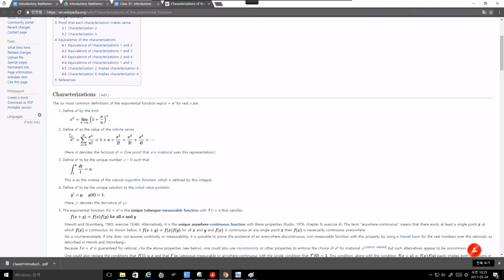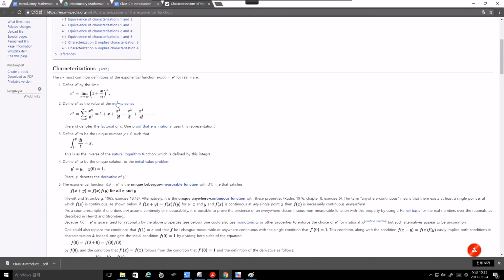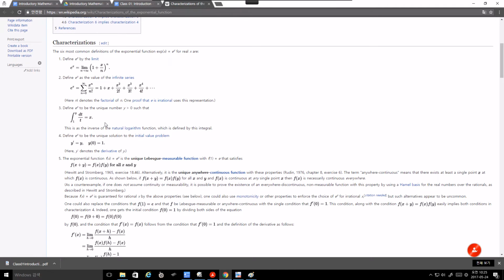This is the value of an infinite series: e to the x equals the sum from n equals 0 to infinity of x to the power of n over n factorial. Another interesting property is this one. We can define e to the x to be the unique number y such that this integral is exactly x.